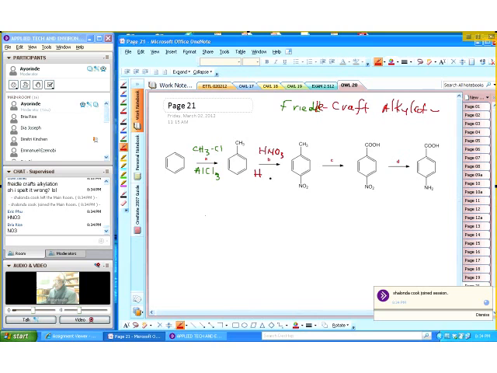Okay, so that would be nitration. That is what we use to introduce the nitro group to the benzene ring. This is an electrophilic aromatic substitution reaction. Okay, now what do we need?